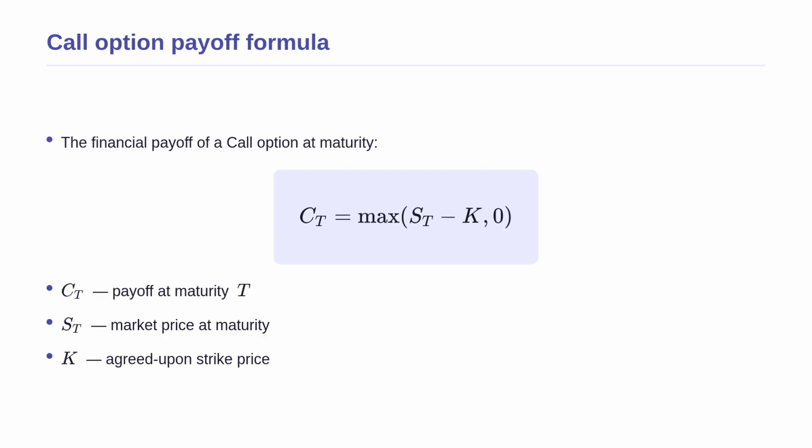This brings us to the mathematical representation of a call option's value at maturity. The formula is C subscript T equals the maximum of S subscript T minus K and 0. Conceptually, this means we only exercise the option if it makes us money. C subscript T is the payoff, S subscript T is the market price, and K is the strike price. If the market price S subscript T is greater than our strike price K, the difference is positive, and that is our payoff. If the market price is lower than K, the difference is negative. In that case, the max function outputs 0, meaning we simply walk away.